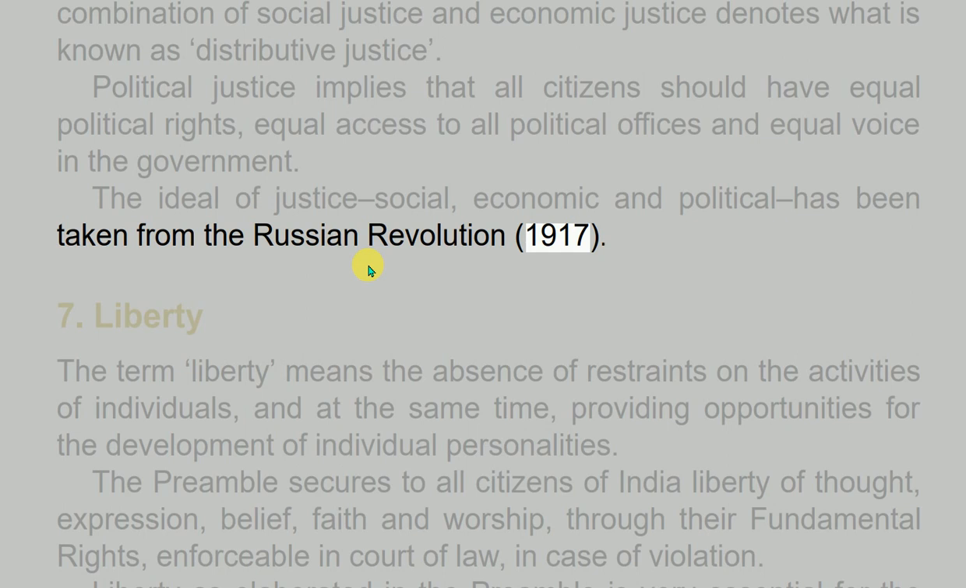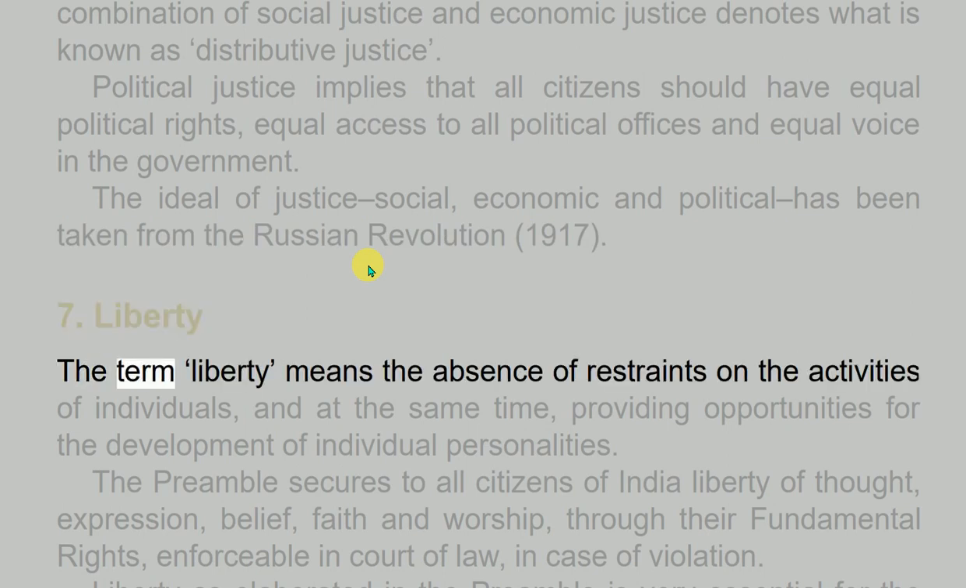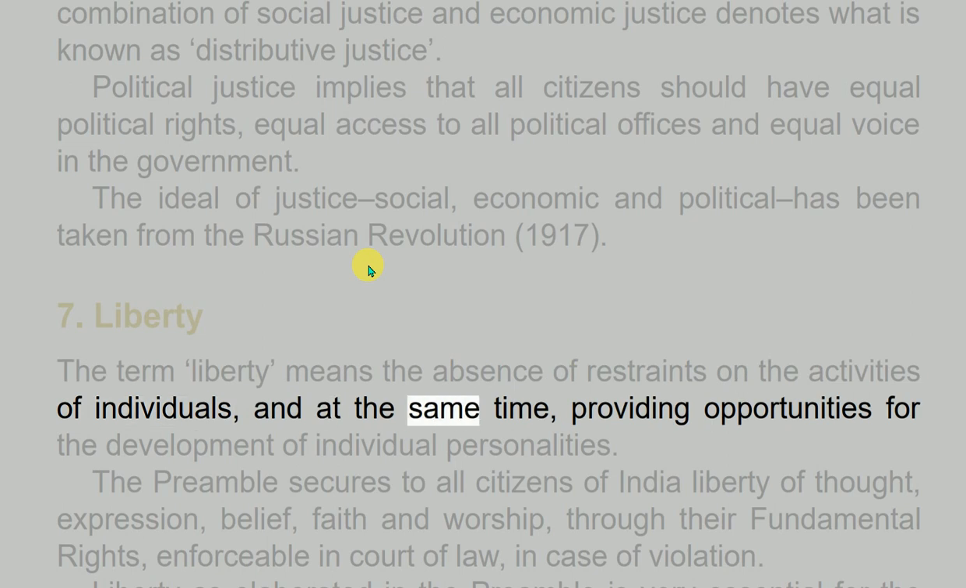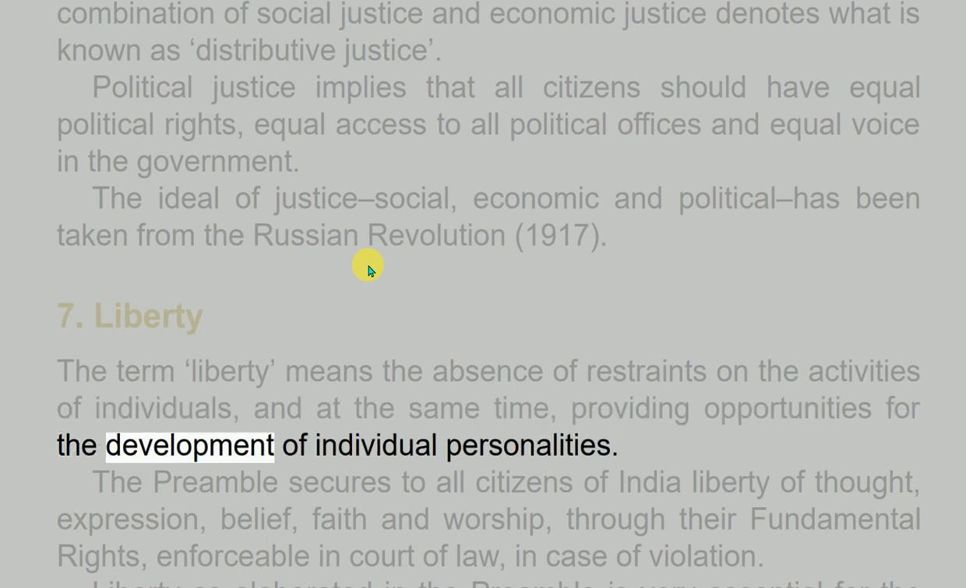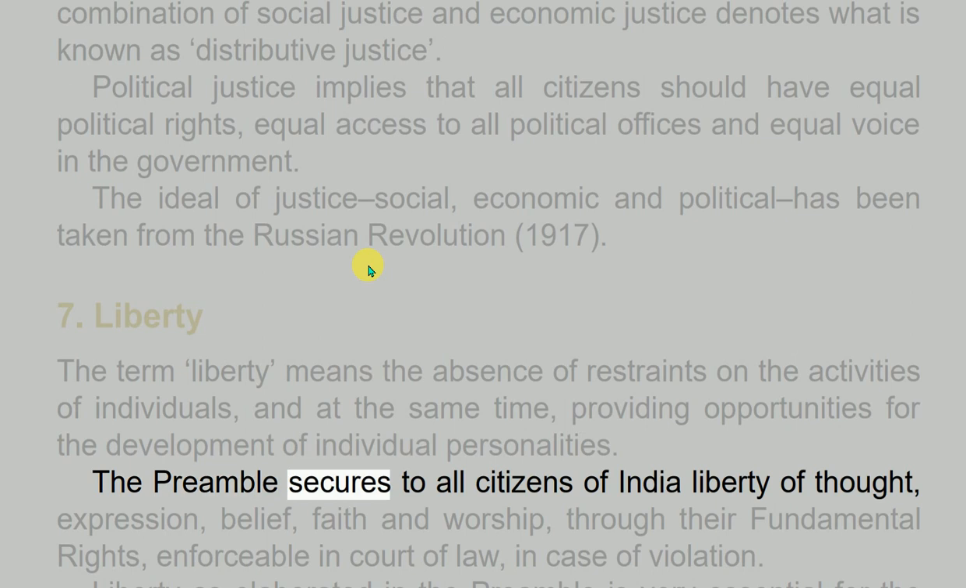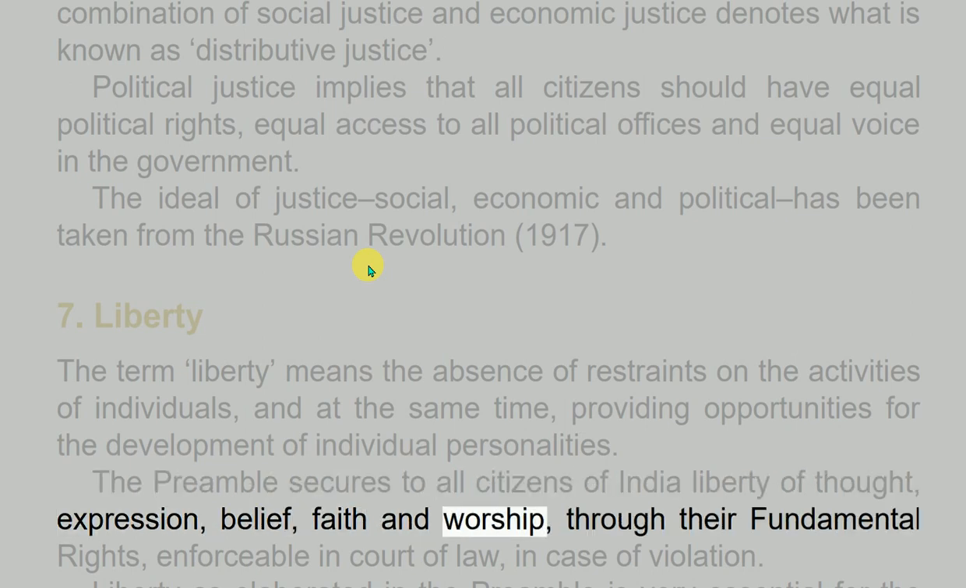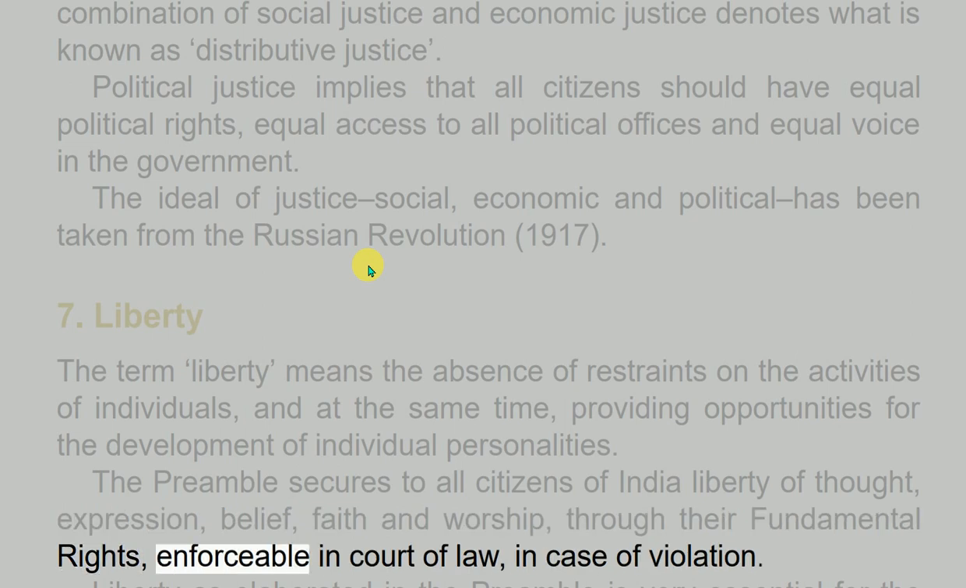7. Liberty. The term liberty means the absence of restraints on the activities of individuals, and at the same time, providing opportunities for the development of individual personalities. The preamble secures to all citizens of India liberty of thought, expression, belief, faith and worship, through their fundamental rights, enforceable in court of law, in case of violation.